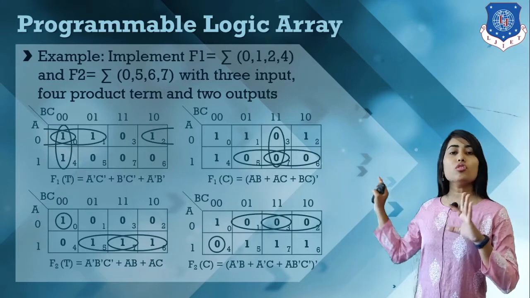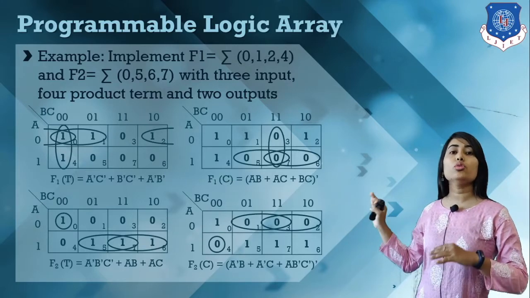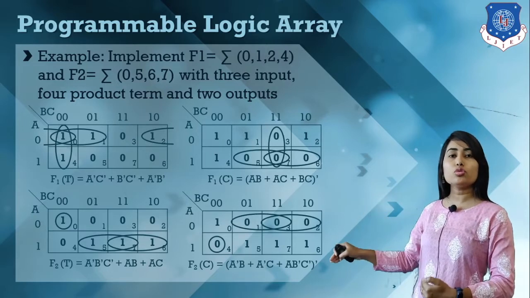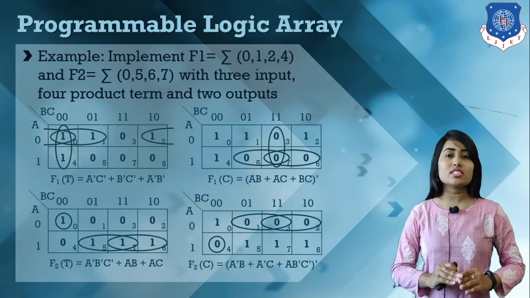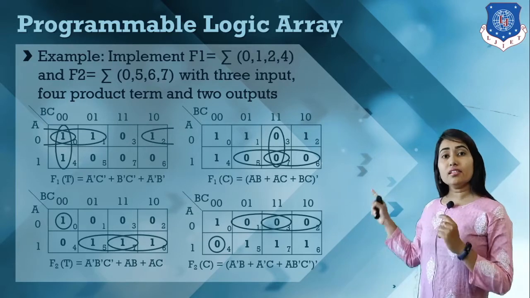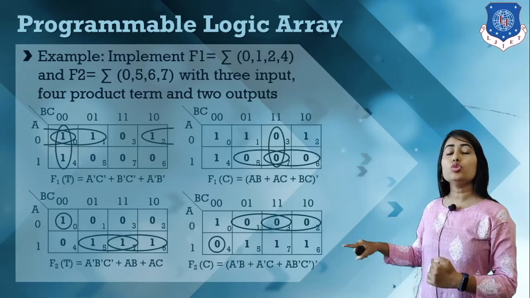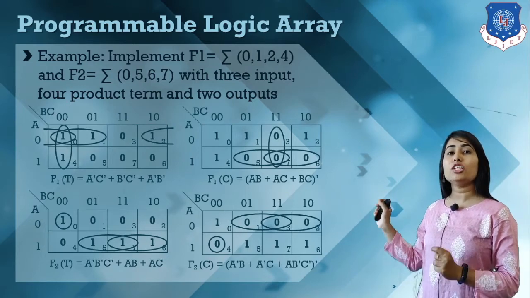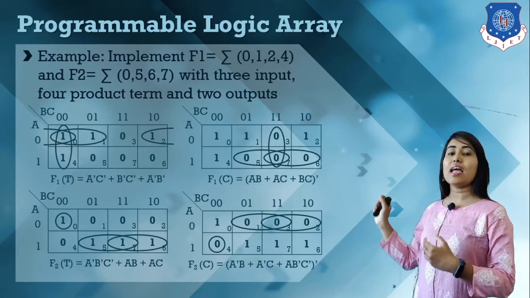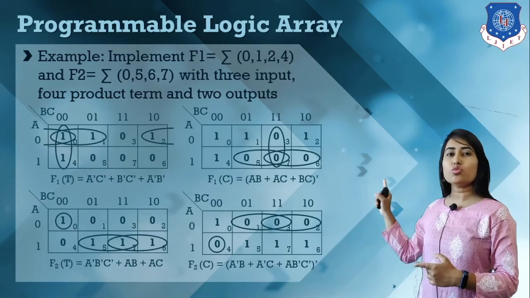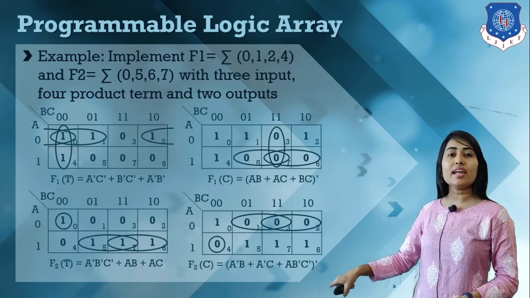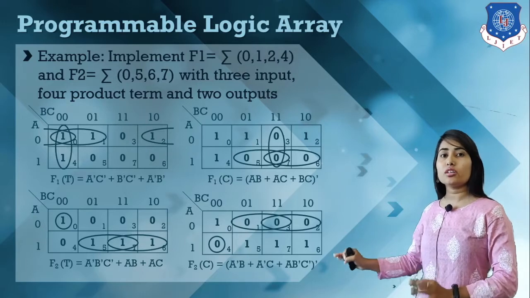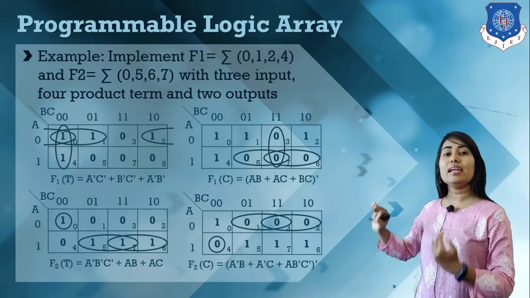Now observe all 4 entries of F1 and F2 in complemented form and normal form. If we compare F1 true form and F2 true form, we have to use 6 terms because there are no common terms. But with F1 in complemented form and F2 in true form, we have 2 common terms, that is AC and AB. That means we have 2 common terms, 1 additional term of F1 and 1 additional term of F2. So here we have a basic 4 product terms in F1 complemented form and F2 normal form.